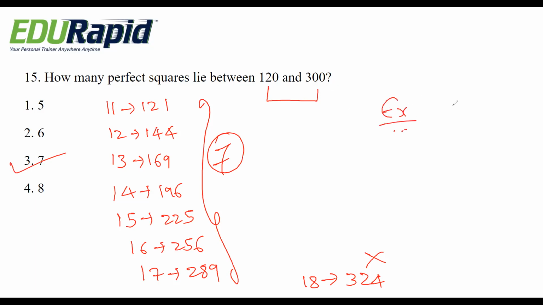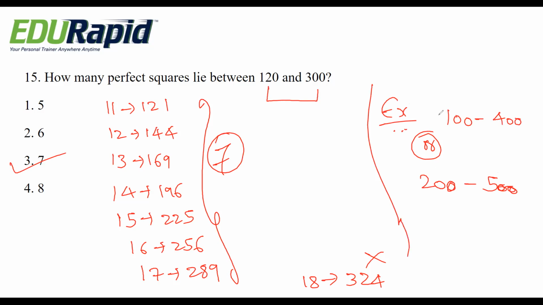For example, in the exam they may ask 100 to 400 or 200 to 500, what are the squares that lie between, like this. You may get questions in this pattern also. So the solution is, you have to remember the square roots. That's all. If you know the square roots, you can handle anything in the exam.